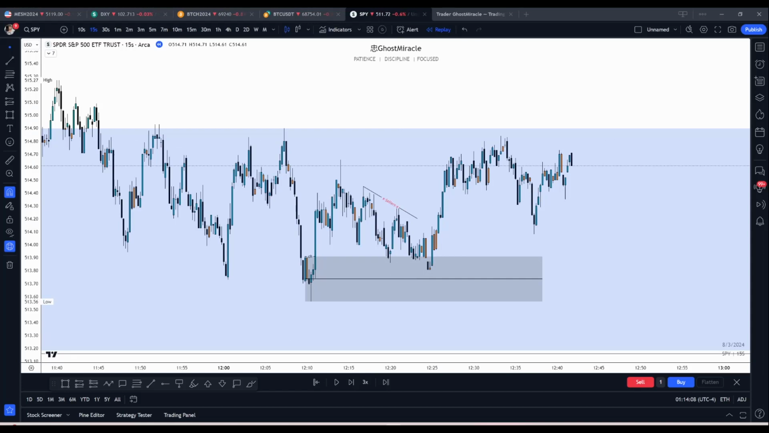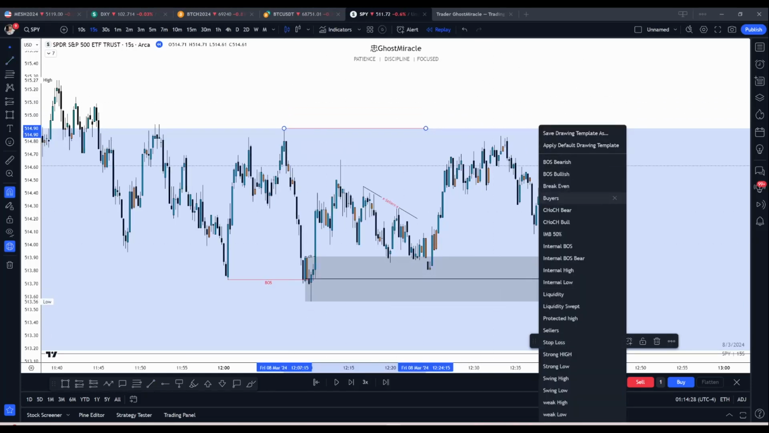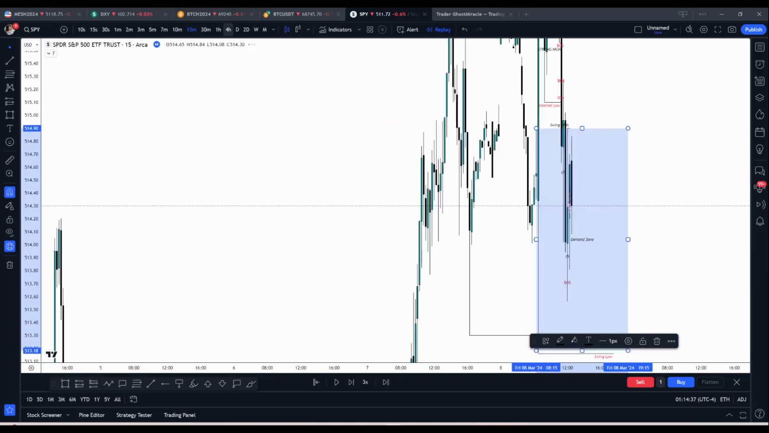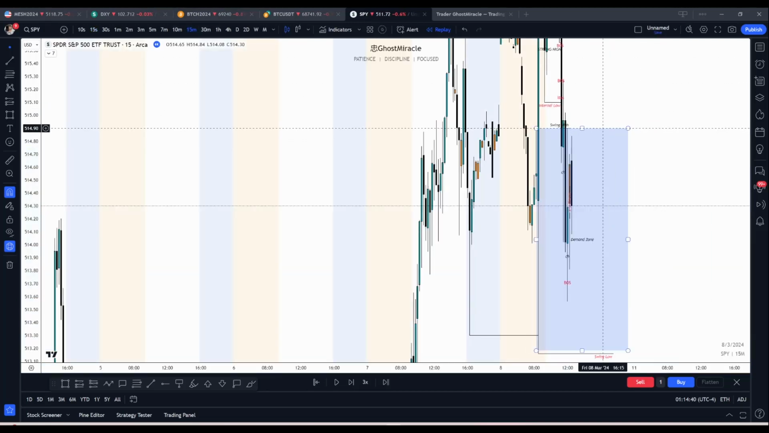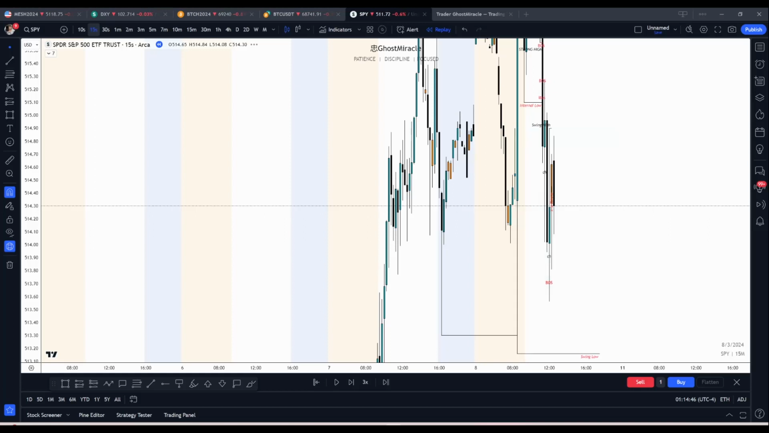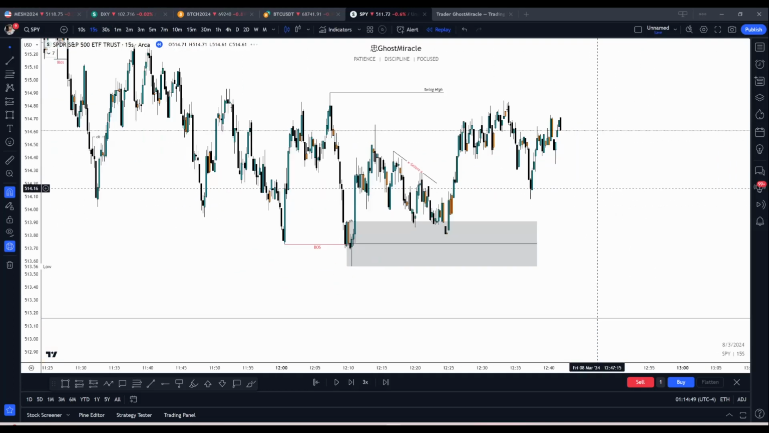But what I can see here is that this was technically a break of structure, so making this your current swing high. And I'm gonna just also delete this. Well, I'll hide it. I'll hide this in 15. Actually, what I'll do is lock this to this interval.